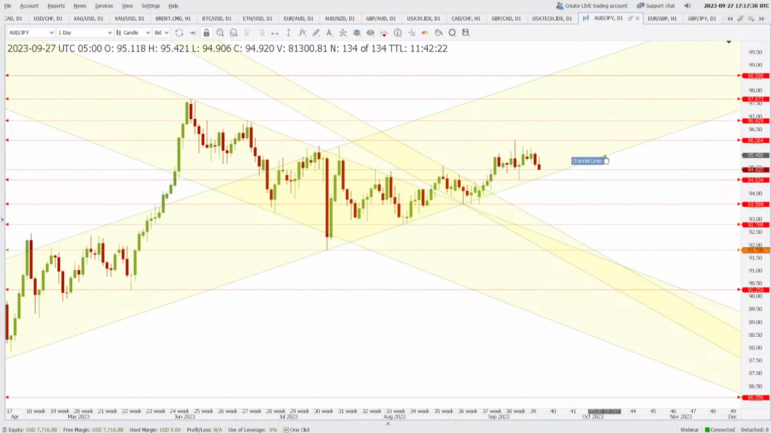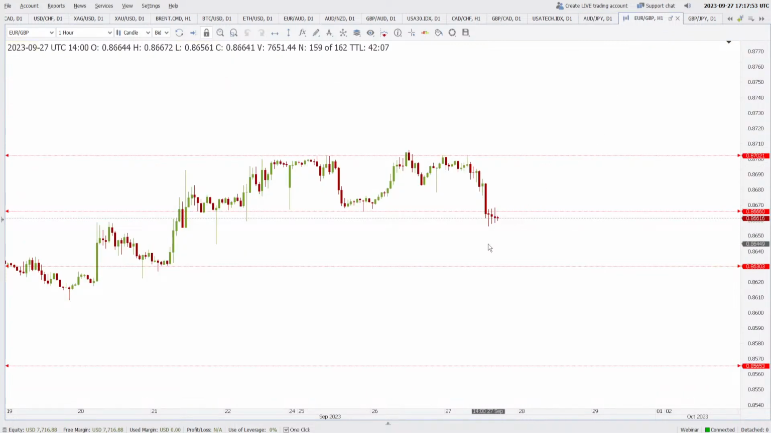JPY, we are bullish on this one, but today's candlestick is suggesting some down move. 94.53 is the area where I'll be keeping an eye. Below that, I'll be selling this market. Above that, I will be looking for buying. Euro GBP is a selling market.